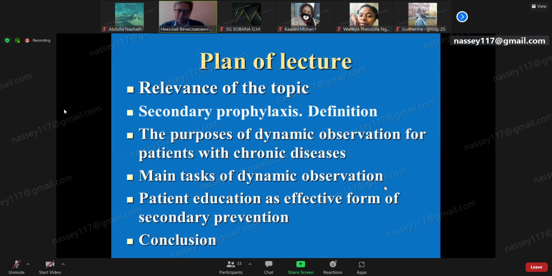the main purposes of dynamic observation as the most important form of secondary prophylaxis for patients with chronic diseases, the main tasks of secondary prophylaxis, and a separate form. Shortly, I will inform you about the patient as an effective form of secondary prevention. Conclusion.